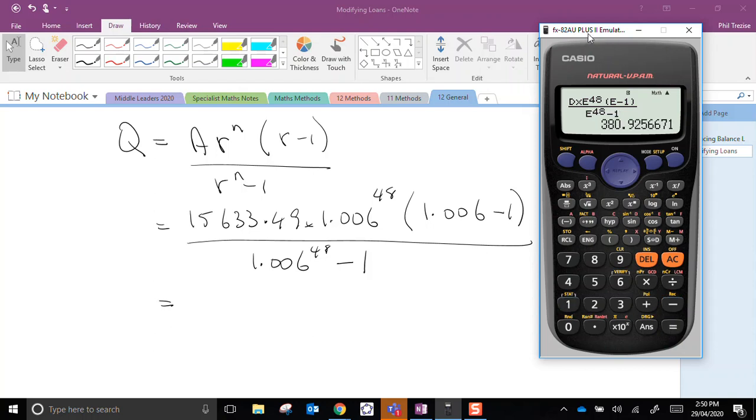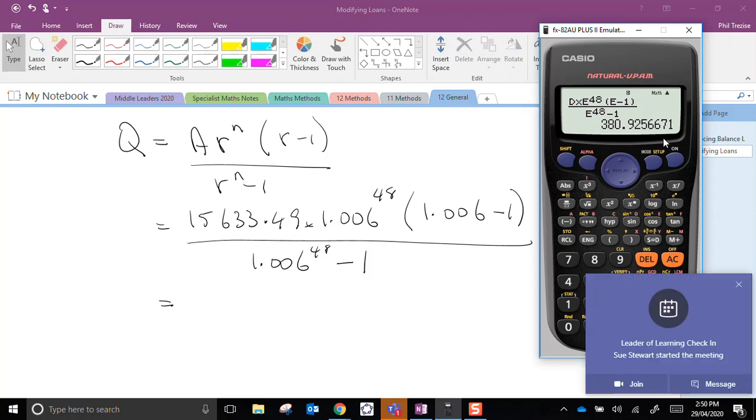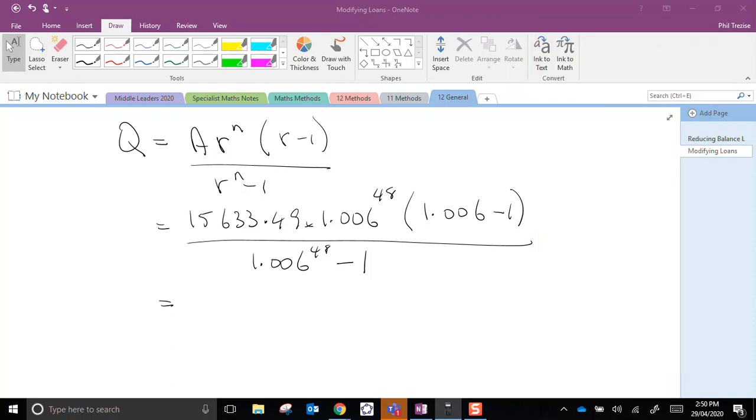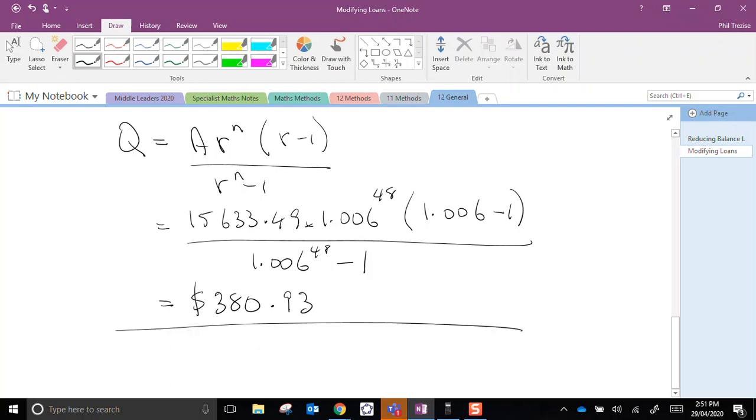Our new repayment is $380.93. So I'm going to store that one. I'm sure I'll need it. And I'm up to F now. I've actually used all the memories for this thing. So I'll write that down before I lose it. $380.93 is the new repayment for the last 4 years of the loan.